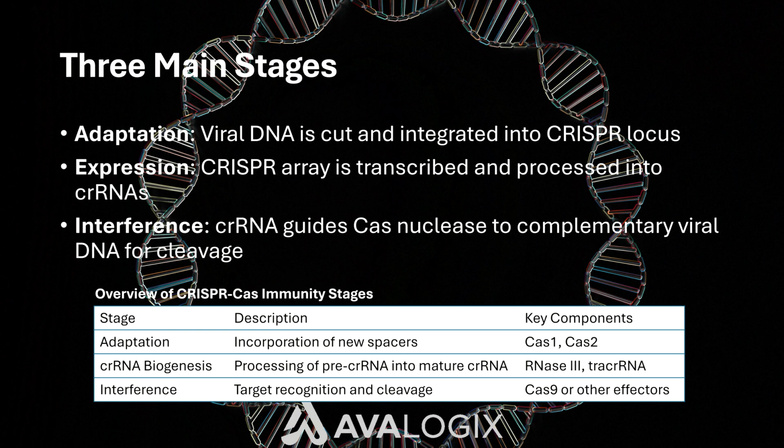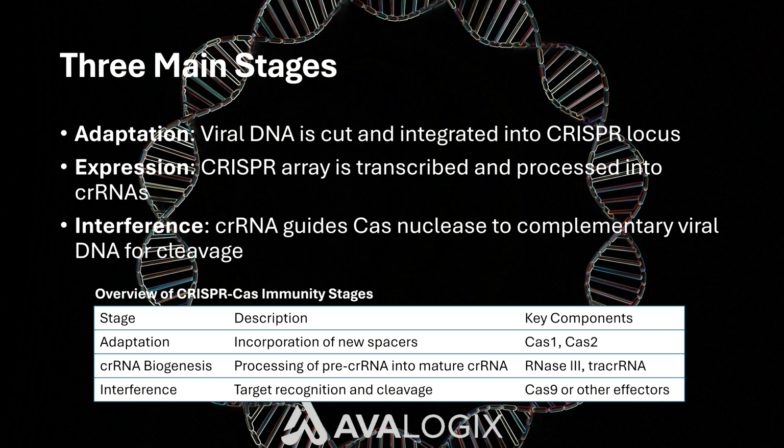Let's now walk through the three main stages of the CRISPR-Cas immune response. The first stage is adaptation. When a bacterium is infected by a virus, a small segment of the viral DNA is captured by Cas proteins and inserted into the CRISPR locus. This becomes a new spacer.